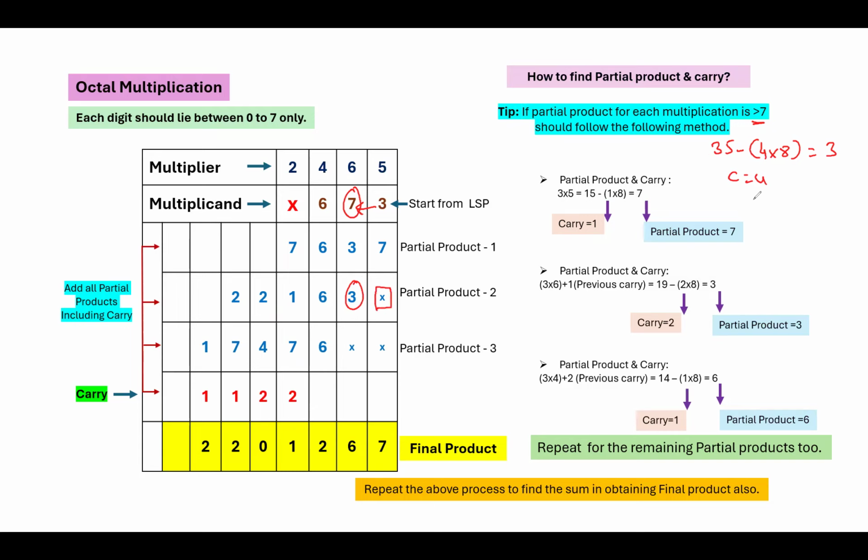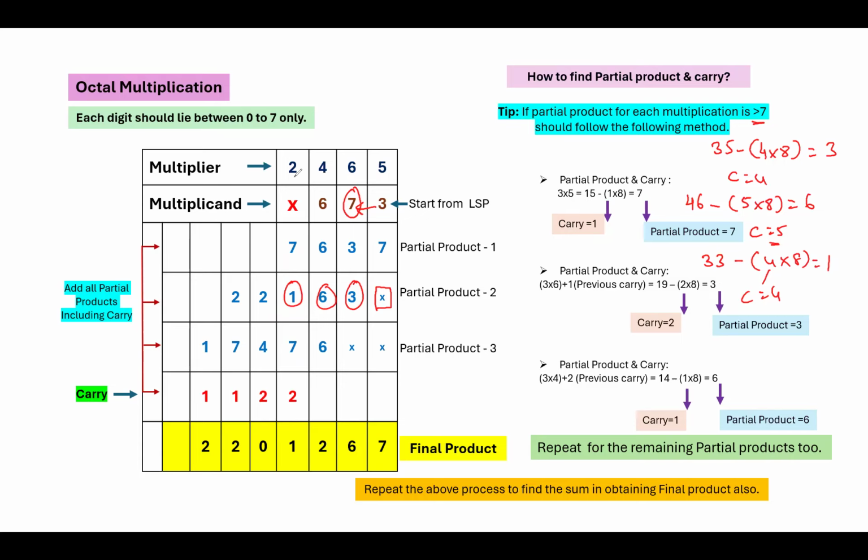Okay. Now 7 into 6, 42, plus previous carry 4, 46. 46 minus 5 8s, 40. The difference is 6. Carry equal to 5. Okay, 6. Next 7 4s are 28, plus carry 5, 33. 33 minus 4 8s, 32. The difference is 1. So carry equal to 4. Okay, 1 we should write at this place.